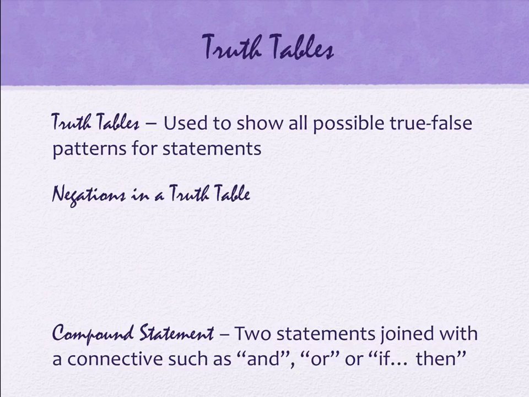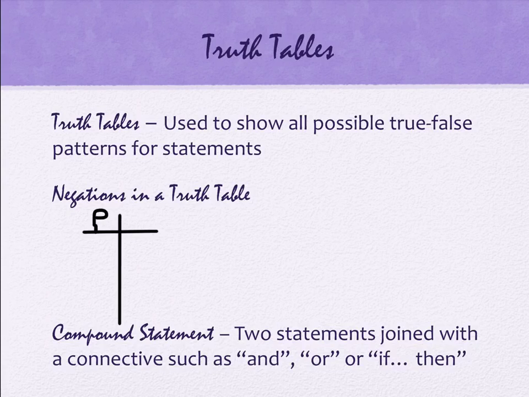A truth table is used to show all possible true-false patterns for statements. Okay? So the first truth table I'm going to show you is what a negation looks like in a truth table. So a truth table looks like, well, first of all, a table. So go ahead and make yourself sort of like a T-chart, like this. We're going to write our statement P. We'll call it P, and we'll put it on the left-hand side as the column header.